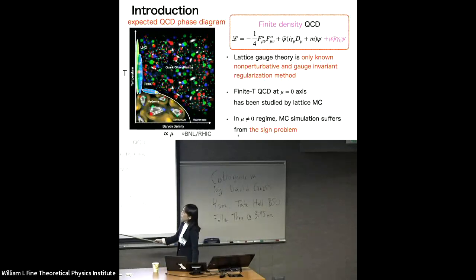In this QCD phase diagram, the vertical axis is the temperature, and the horizontal axis is the baryon density, which is proportional to the quark chemical potential mu. As you know, lattice gauge theory is the only known non-perturbative and gauge invariant regularization method. Lattice Monte Carlo simulation is available at finite temperature and zero chemical potential, on this axis, and it has been studied very well. However, in the non-zero chemical potential region, Monte Carlo simulation fails because it suffers from the sign problem. I will explain this later.